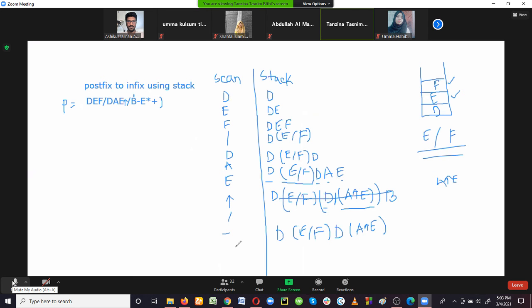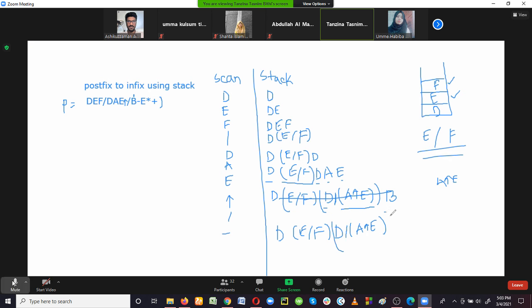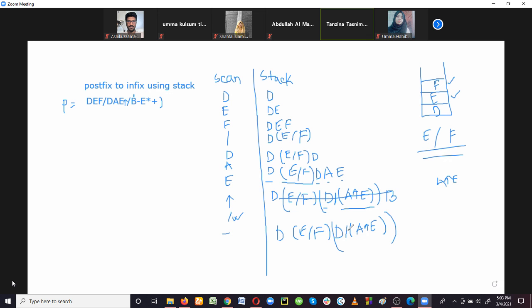Between D and D, right? Yes, ma'am. Where can we place the division operator? Here. After getting this division operator, we can place it here. Okay, now we got an operand B. So where can we add it? Here. B will be added here.